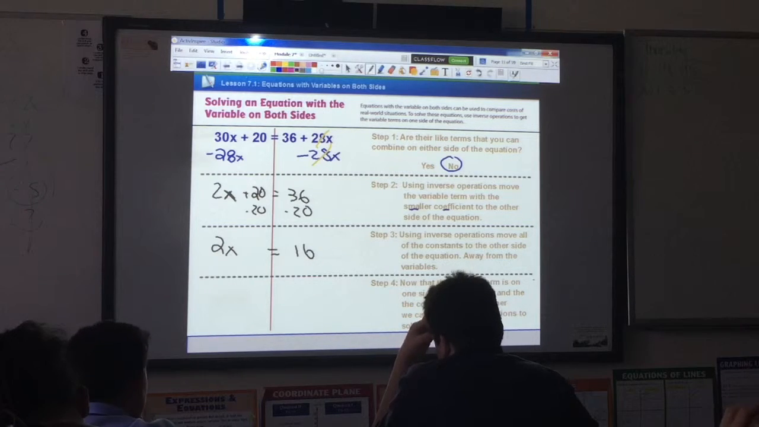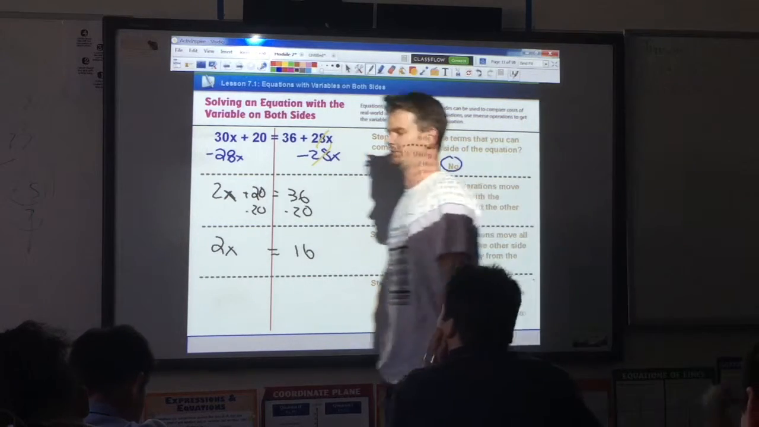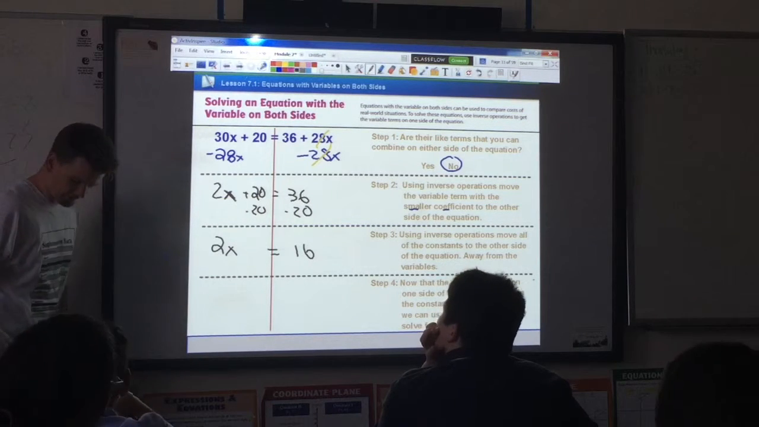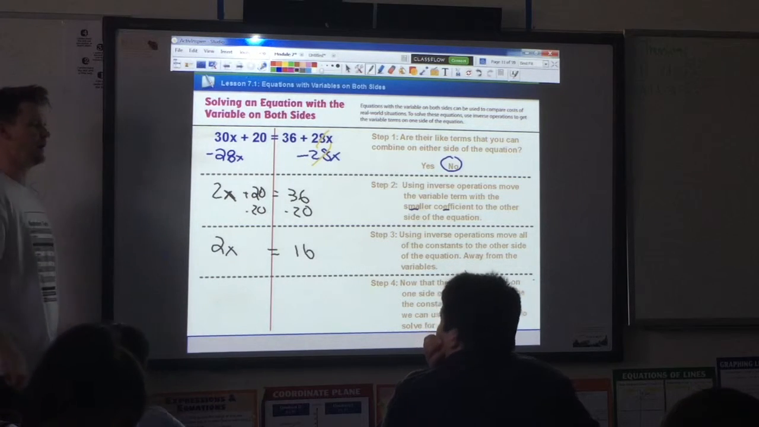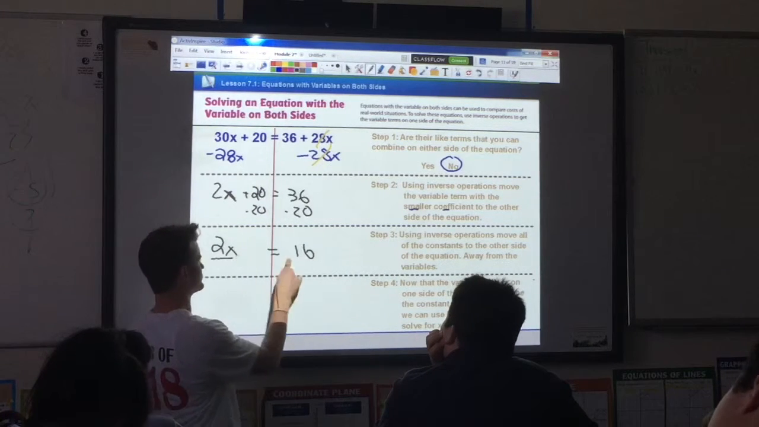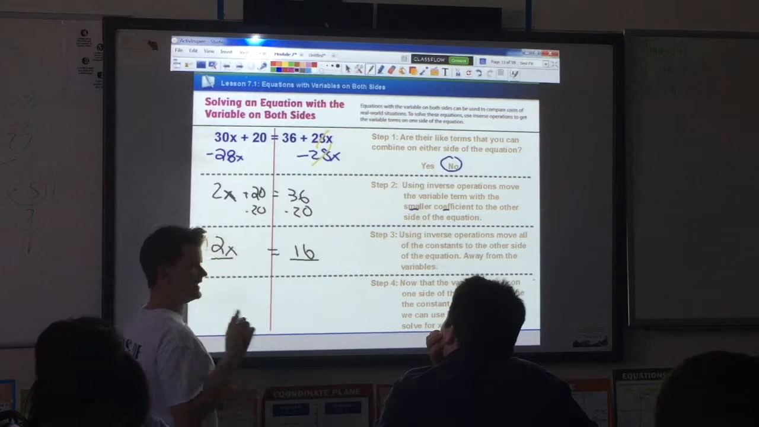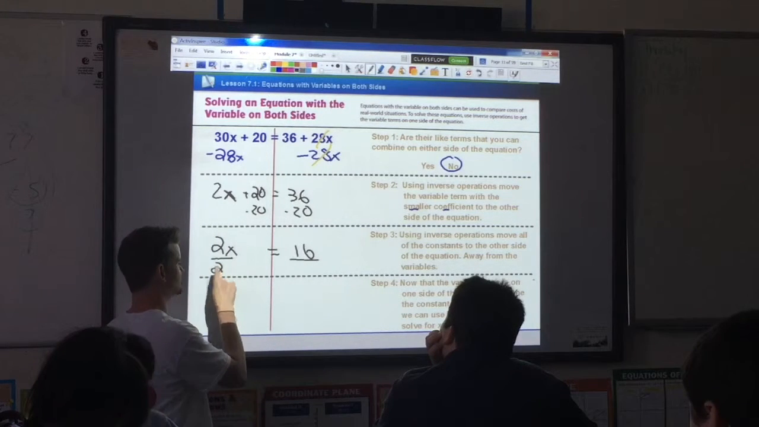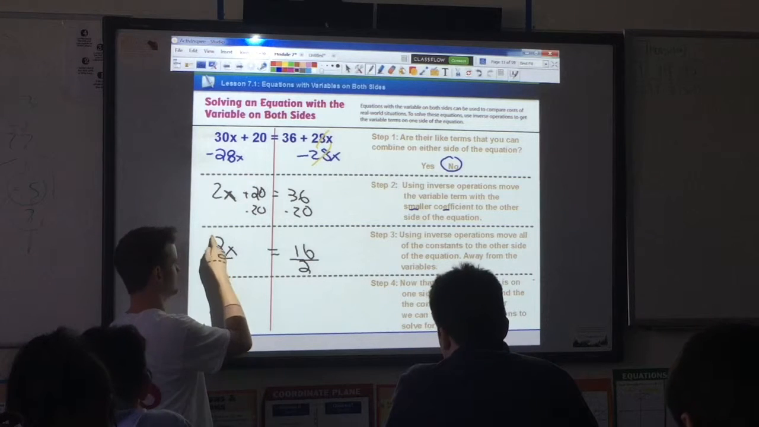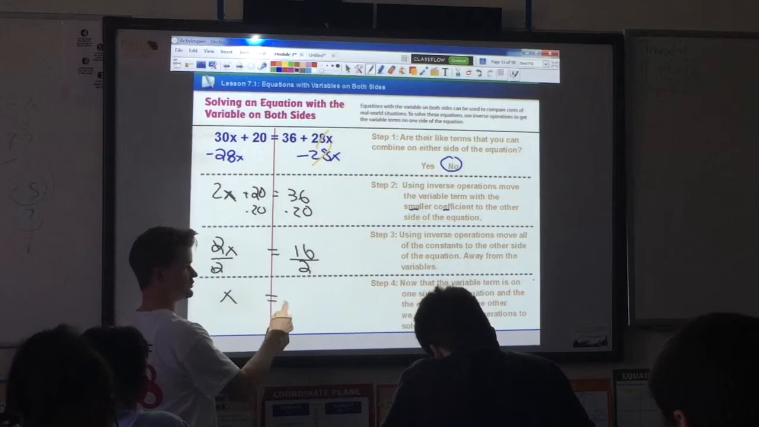All right. So we have multiplication happening between the 2 and the x. What's the opposite of multiplication? Division. What are you going to divide both sides by? 2. Why? 2 is the coefficient, so I'm going to divide both sides. Note, I'm not dividing by 2x. I cannot divide by 2x. I divide both sides by just 2. What will happen to these 2's? Cancel out. X is equal to 8.